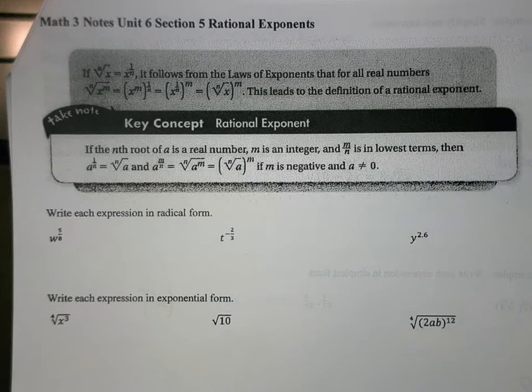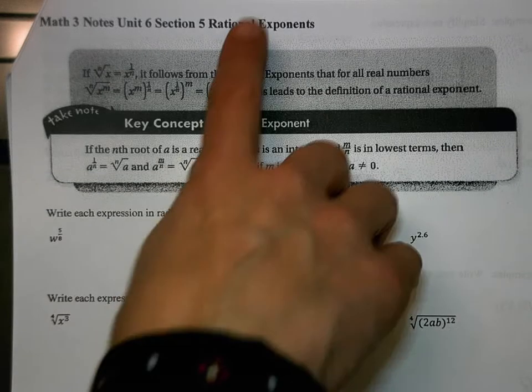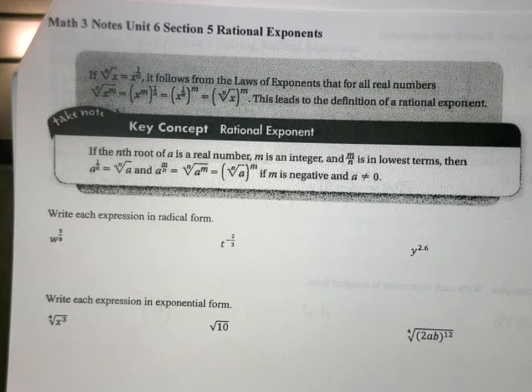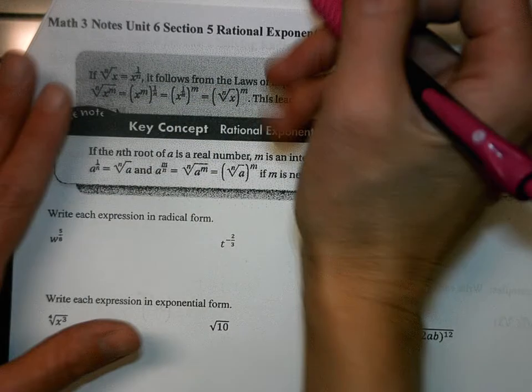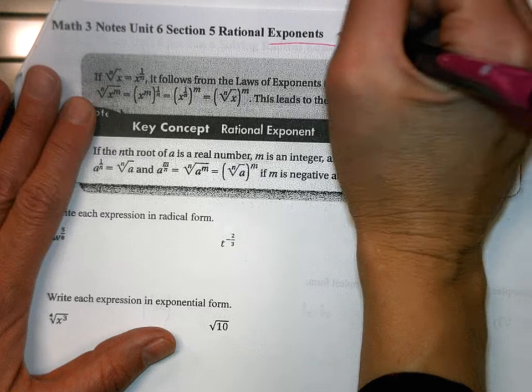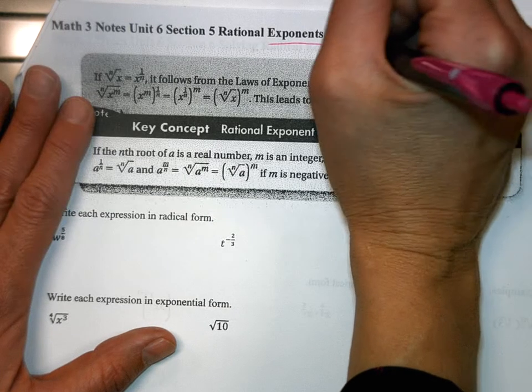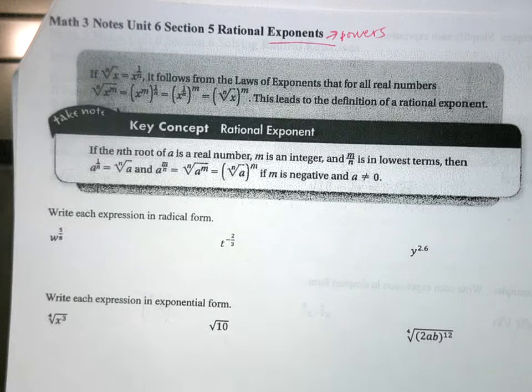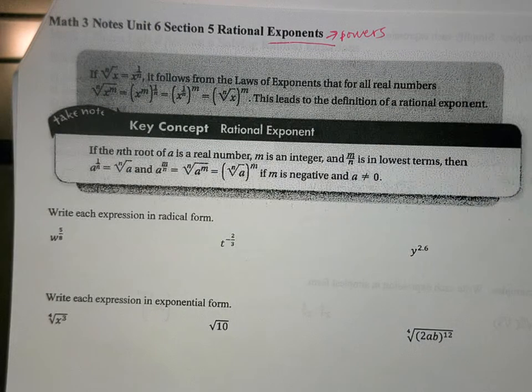Math 3, Unit 6, Section 5. Today we're talking about rational exponents. What are exponents? Okay, they are numbers. Good. These can also be thought of as your powers. Rational exponents are basically fractional exponents.